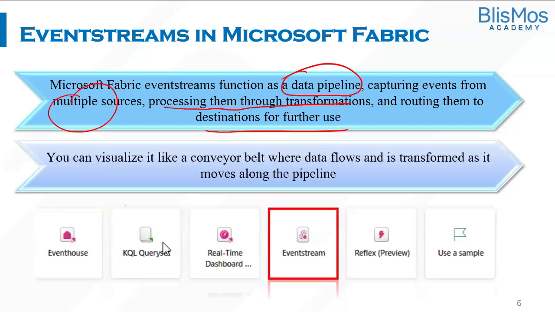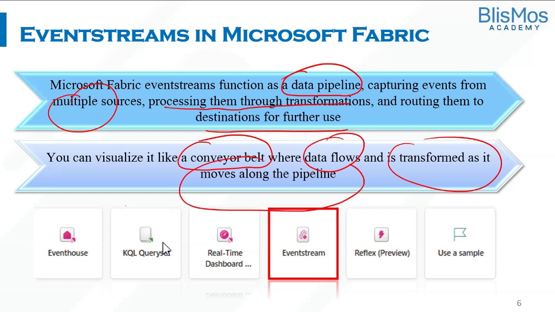Imagine a conveyor belt, assuming you are in the supply chain or manufacturing industry, where a raw material or something is transferred from one place to another. It is like a conveyor belt where data flows and is transformed as it moves along the pipeline. In any manufacturing industry, when material is passed from one place to another, it undergoes some transformation.